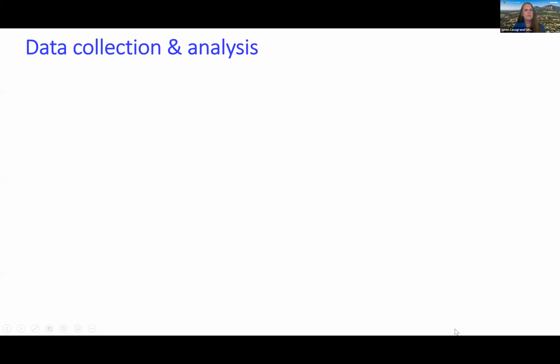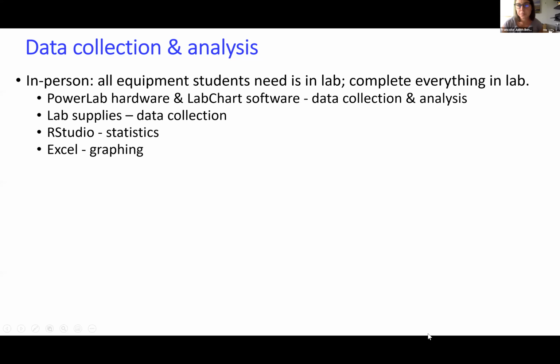Okay, so the other issue we had to consider was the data collection and analysis. The in-person lab, students have access to all the equipment that they're going to need in the lab, and they complete everything in the lab. And that includes the Power Lab hardware and lab chart software for the data collection analysis, other lab supplies that they might need for data collection in various weeks, the RStudio statistics program, and the Excel for graphing.